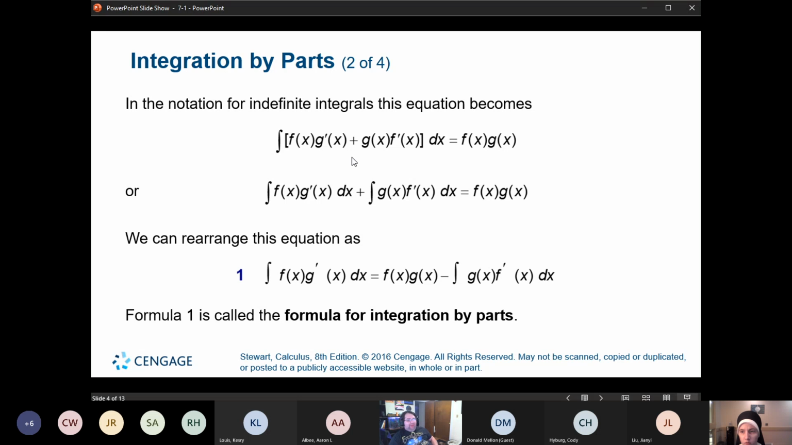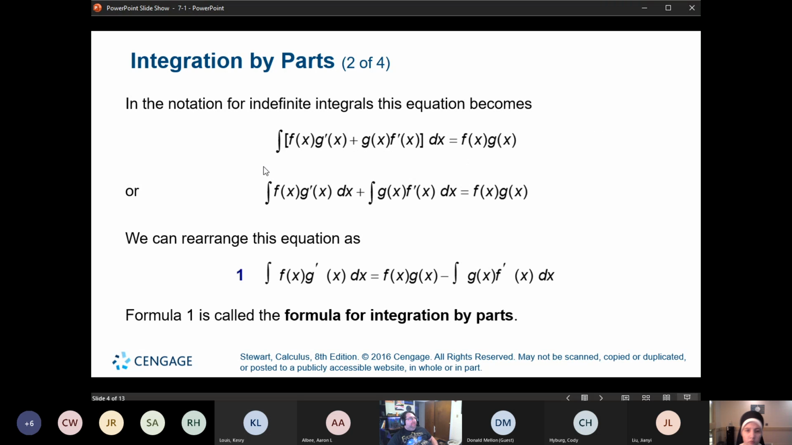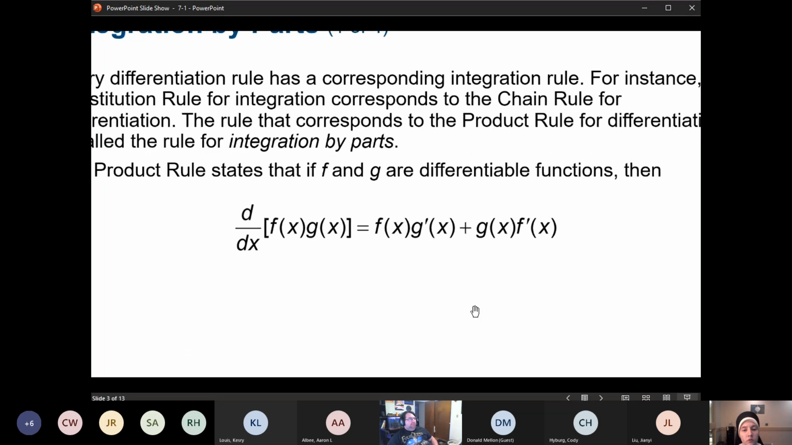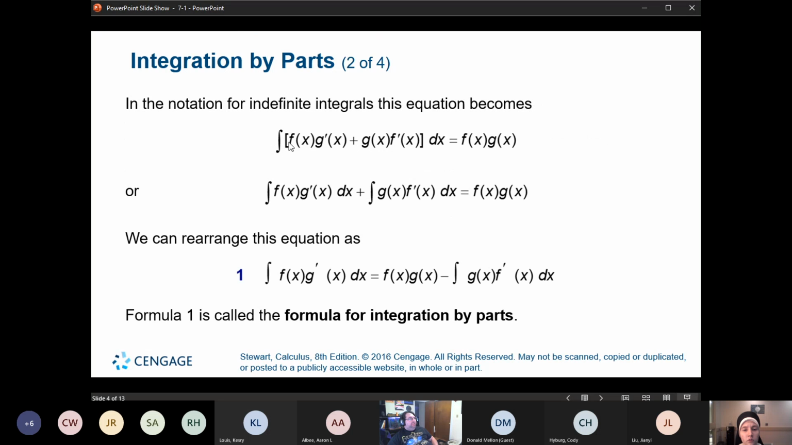If we take that function and start solving it, we do the integral of both sides. The derivative and the integral cancel each other out, so that would just be f of x times g of x. Then we do the integral of the other side, the integral of f of x g prime of x plus g of x f prime of x. We can break that up, and we're going to start rearranging the problem so we can do some work with it.